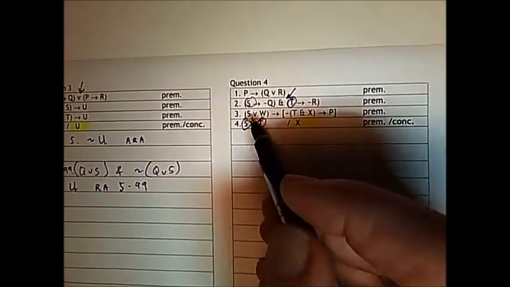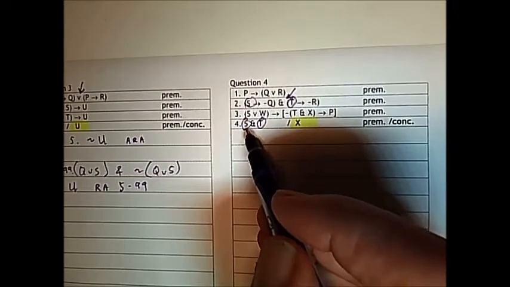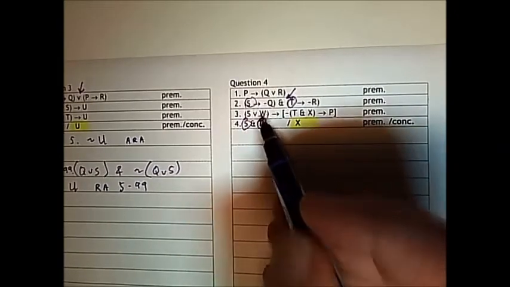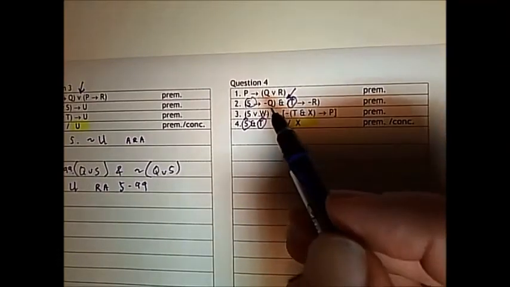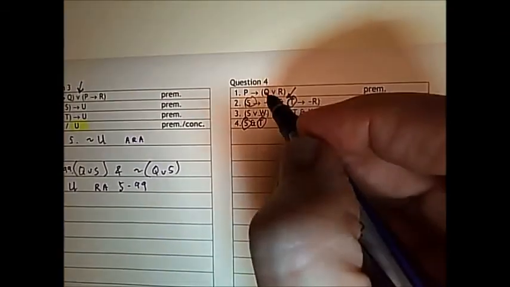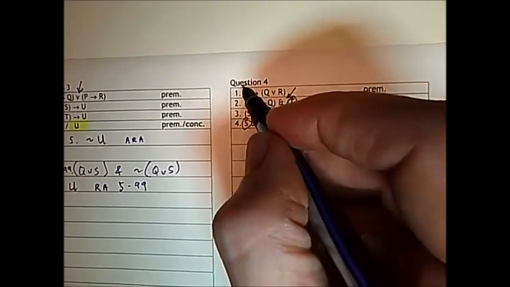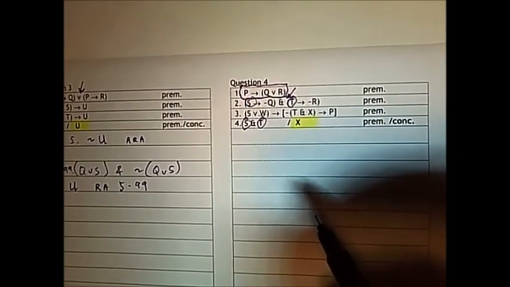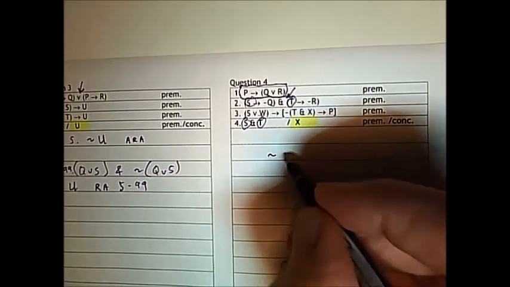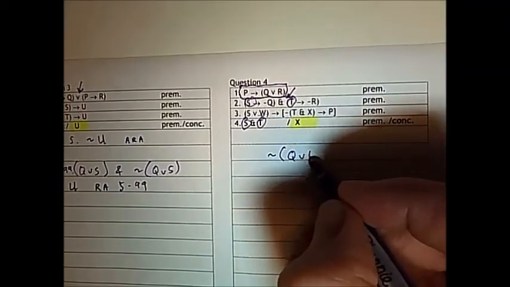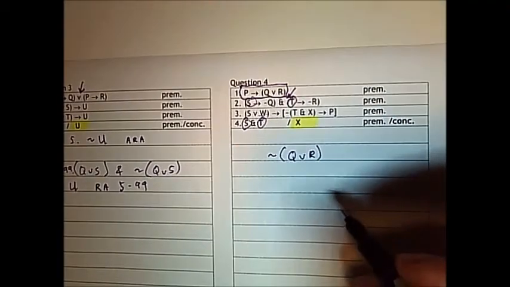Another point to make is that if you have S, which you will get very quickly, you can get S or W by addition. That's a big clue. The other thing to notice is that supposing you wanted to do modus tollens with that, what would you need? You would need not Q or R, because modus tollens is denying the consequent.